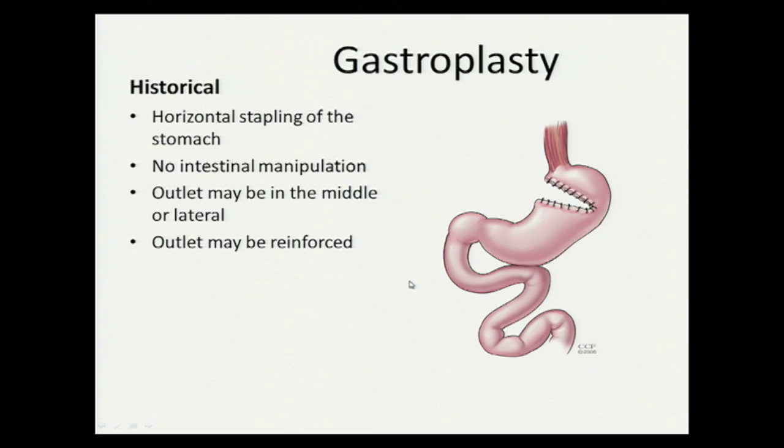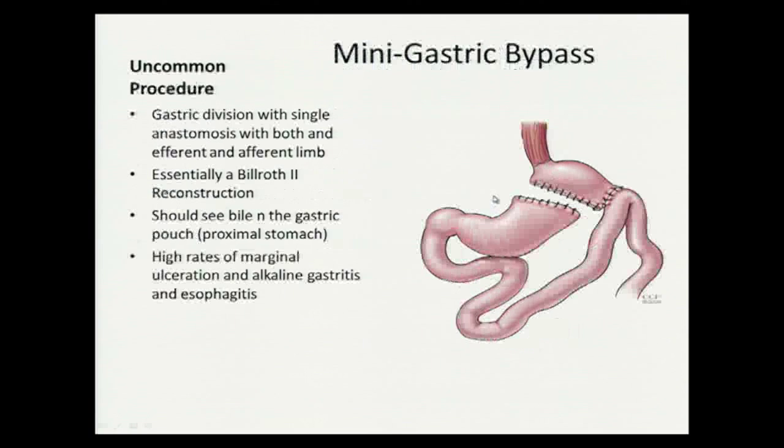Gastroplasties are probably one of the more common operations that require revision, and there were a number of different operations that were done. The horizontal gastroplasty is depicted here, where you can see a staple line or a suture line that goes from the lesser curve towards the greater curve, or vice versa, or a staple line that comes from both with a middle outlet, known as the Gomez procedure. This operation, endoscopically, as you can see depicted here, is going to look essentially like this. There is no intestinal manipulation, and the outlet may be in various areas, and the outlet may be reinforced.